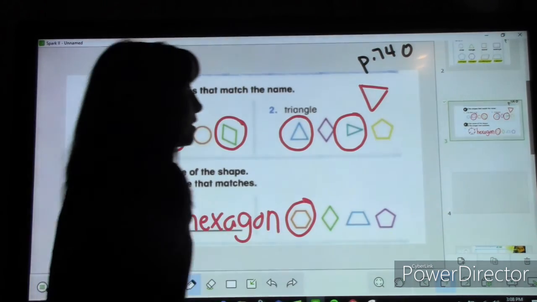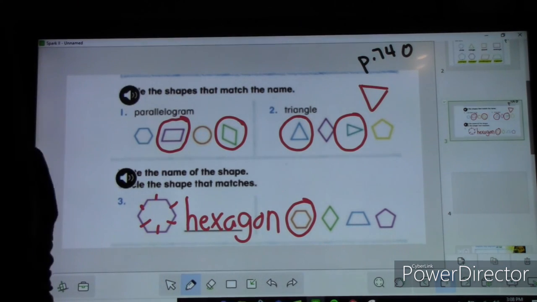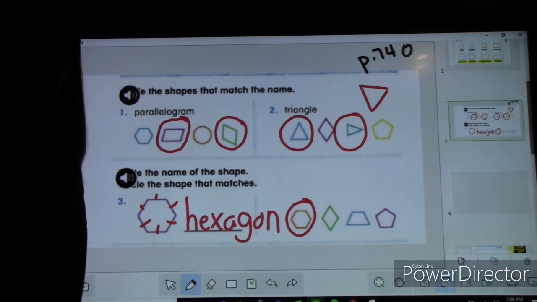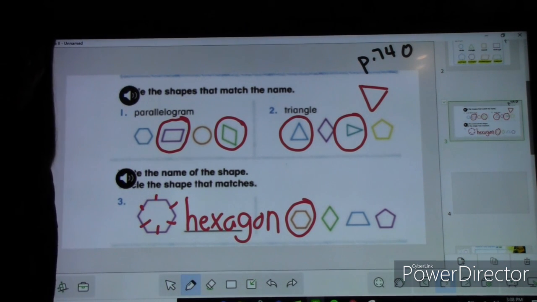And that is it for today's lesson. Go ahead and try the rest on your own. If you need any help with it, please have Mom or Dad send me a message and I'll be happy to help you out.